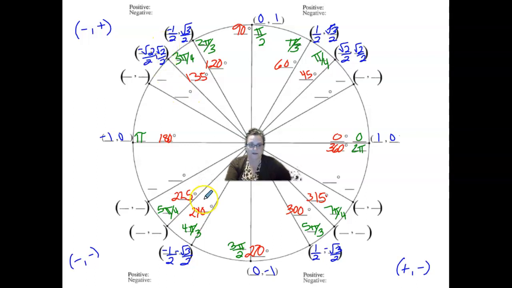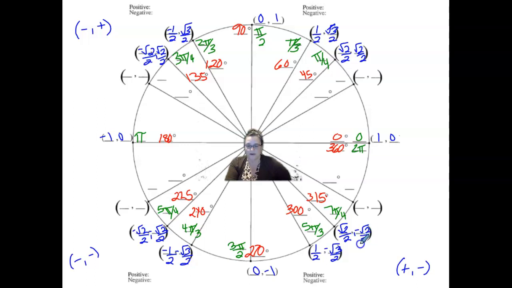Then we reflect into quadrant 3, where both are negative. So negative root 2 over 2 for the x, and negative root 2 over 2 for the y. And then in quadrant 4, the x is positive, but the y is negative. So positive root 2 over 2 and negative root 2 over 2.